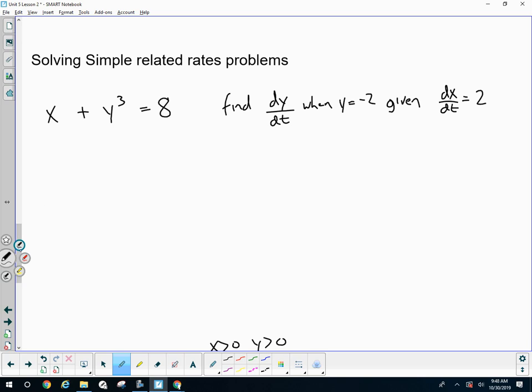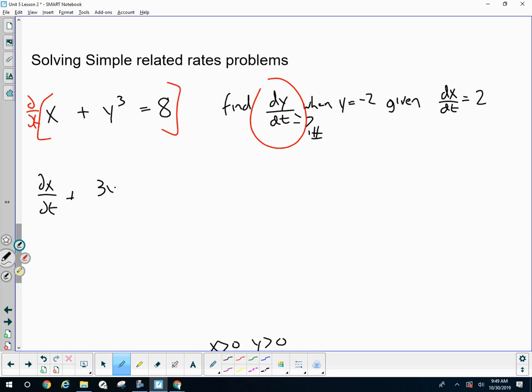Here's our first kind of simple related rates problem. This is kind of like a problem where we're going to get a number. We're going to find dy/dt equals what? It's a number. To find dy/dt, I need some sort of expression with dy/dt. I'm going to take the derivative of this with respect to t so that I see dy/dt.